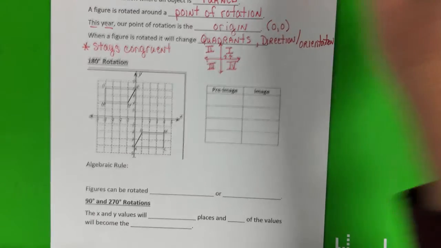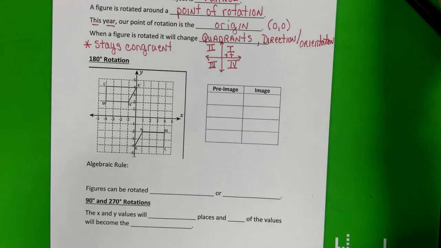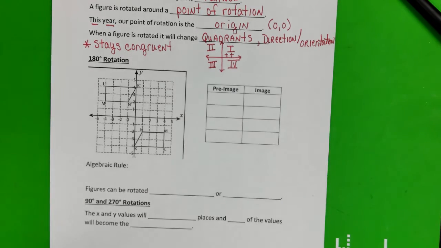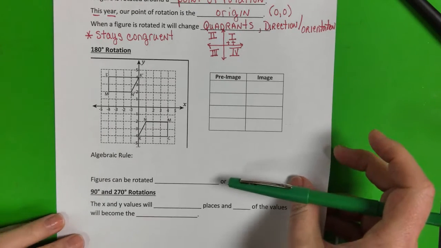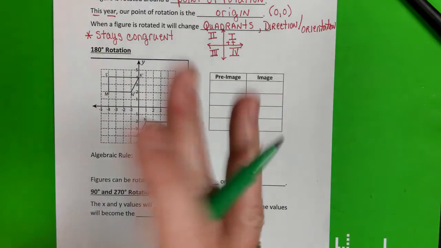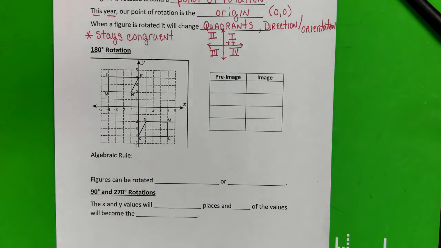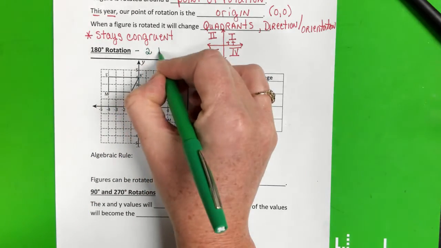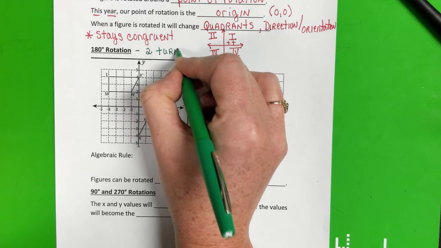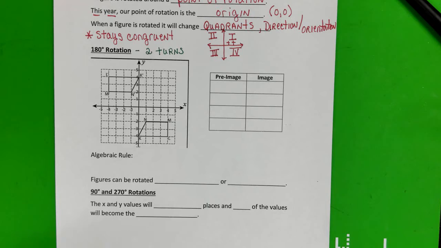Okay, so we have several different types of rotations, based on the degrees that we turn it. Think about it like a car or a skateboard rotating or turning. A 180-degree rotation is actually the easiest, and it doesn't matter which way we rotate. If we rotate left or right, a 180-degree rotation still ends up in the same place. This is going to be 2 turns of our object, so it's going to move 2 quadrants.